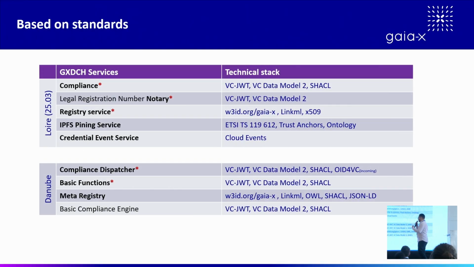And also something that was mentioned, but it's very important, I think, to emphasize, is the technical part. So Danube is, of course, retrocompatible with Loire, as you can see, both using VC-JWT, VC Data Model 2, SHACL, and so on. You have OpenID integration that will be coming soon. And for the basic functions, VC-JWT, VC Data Model 2 again, and really the same thing for the meta registry with the ontology, still using LinkML from the service characteristic working group, and so on.